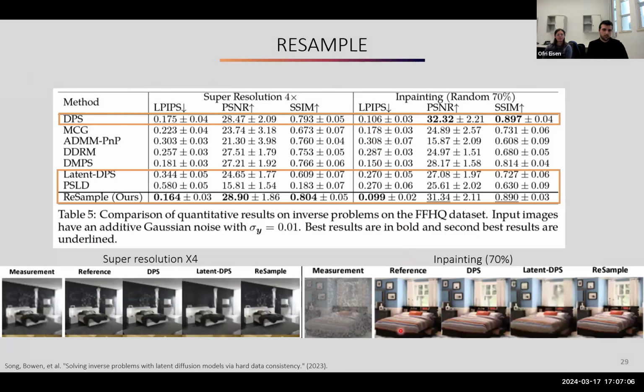Okay, here are some results from the second paper, from the ReSample paper. As you can see, ReSample is compared to DPS, latent DPS, and PSLD, and it's pretty much better than all of them.